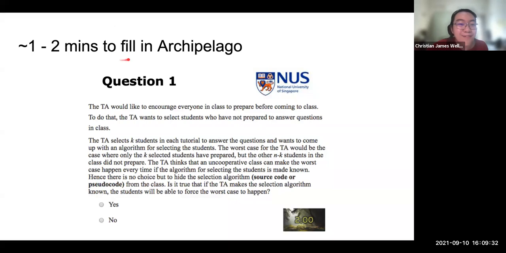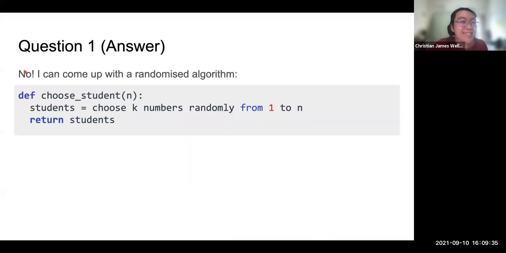It's actually about 50-50. But surprisingly, the answer is actually no, right? Because I can come up with a randomized algorithm. The first time I saw this, in my own tutorial when I was a student, I was also bamboozled. I thought the answer was yes.